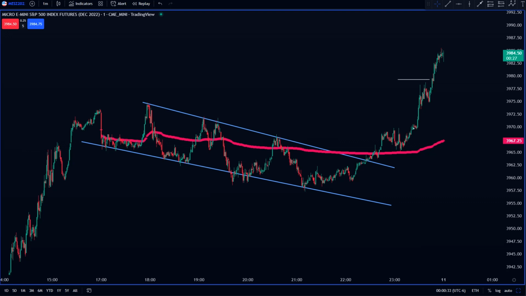But after a simple retest of our resistance trend line, eventually you could see that the price got above the high of our bull flag, which is a very typical behavior for this pattern.